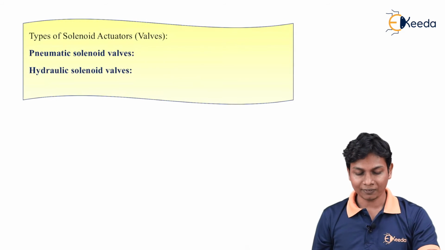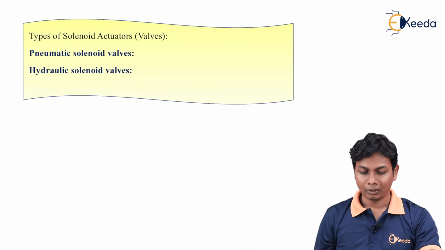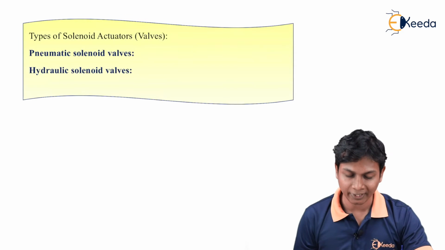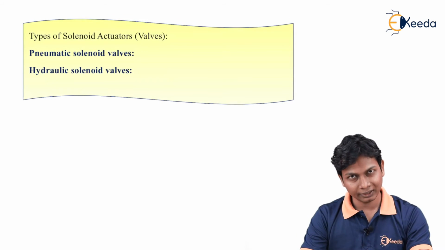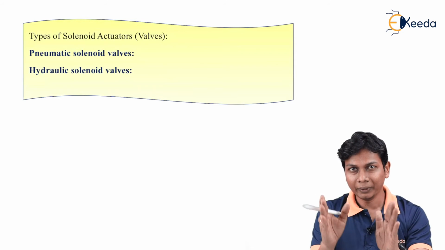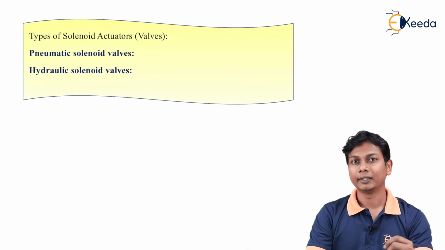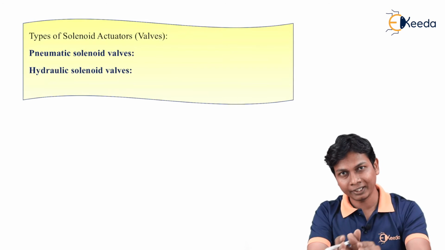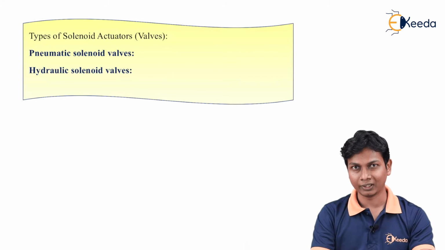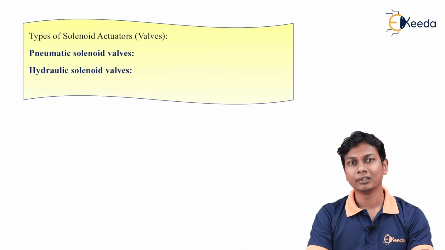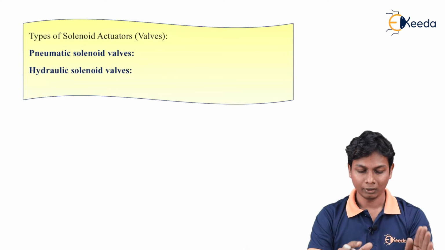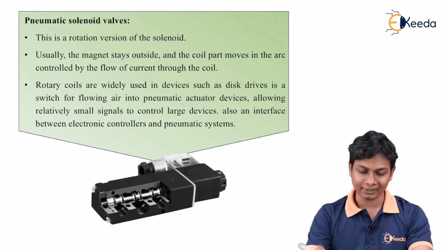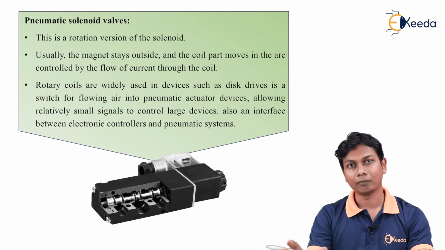Now the types of solenoid actuator. It can be pneumatic solenoid valves or it can be hydraulic solenoid valves. As you saw in an earlier slide, the inner medium of a solenoid valve can be liquid or it can be air. So depending upon the inner medium of a solenoid actuator, it can be pneumatic solenoid valves or hydraulic solenoid valves.